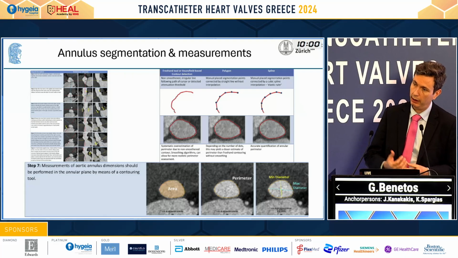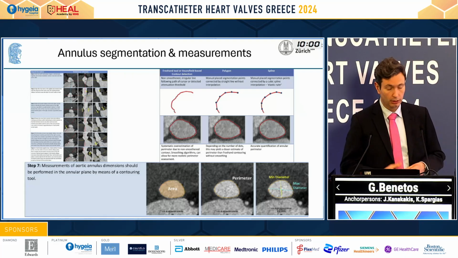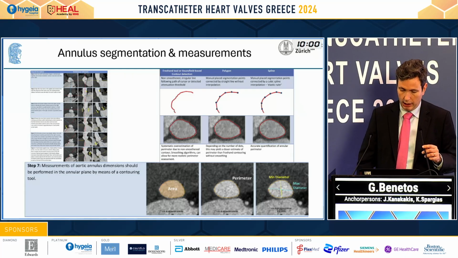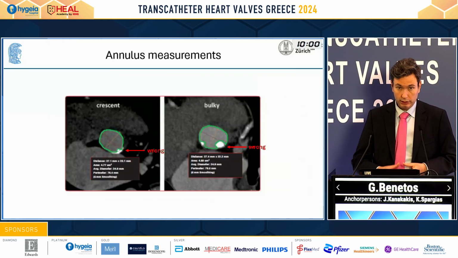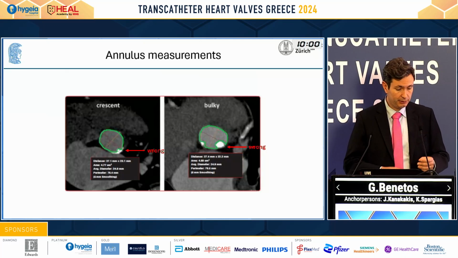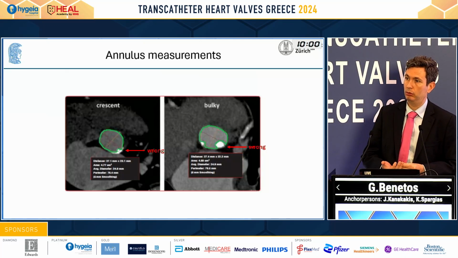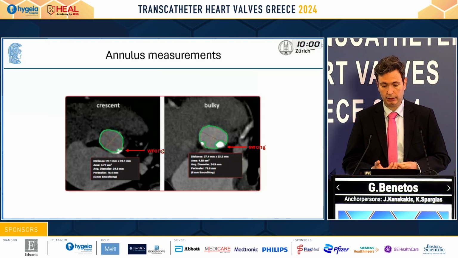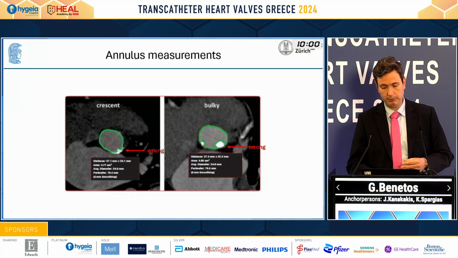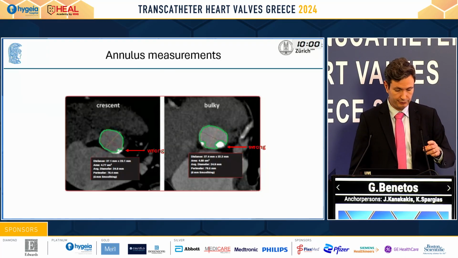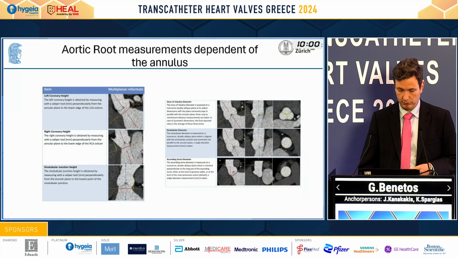Area is mostly used for Edwards, perimeter mostly for Evolut R, in order to decide which size fits best for our patient. These are some errors that we can make when we measure the aortic annulus. We should include the calcifications in the annulus measurements.